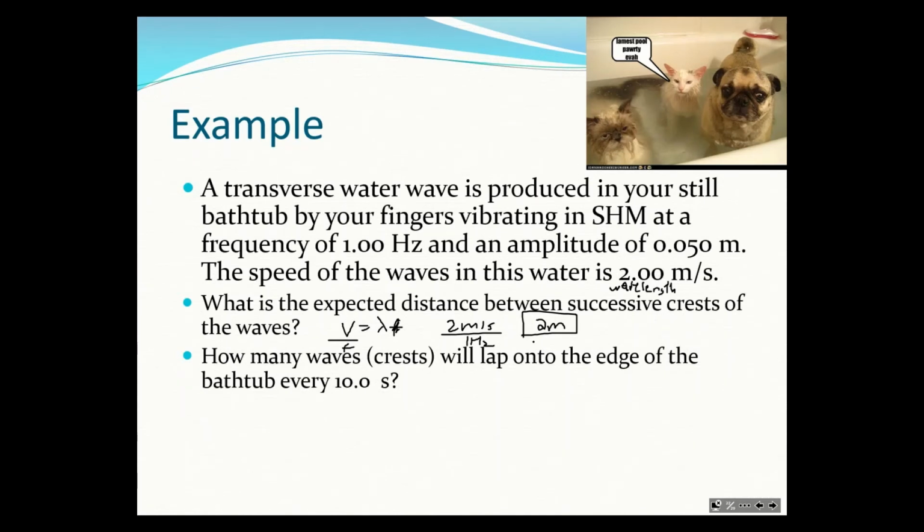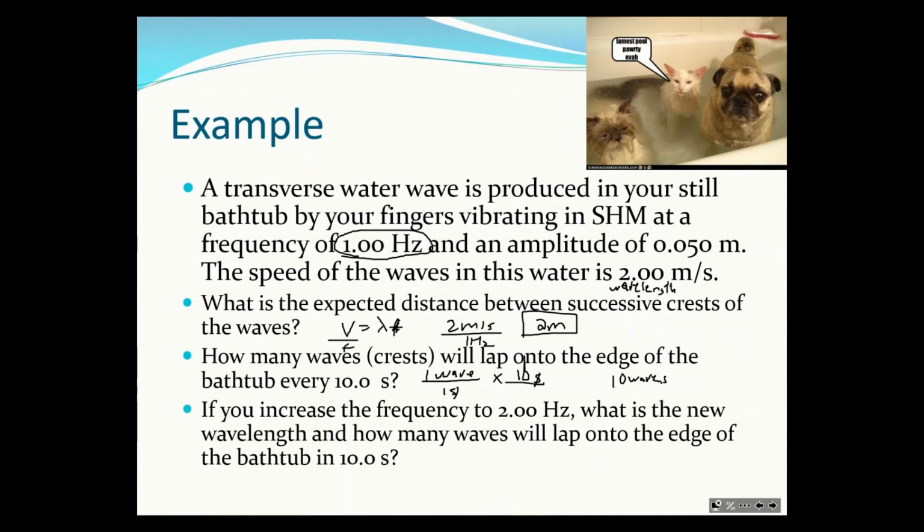This next one's a little bit trickier. How many wave crests will lap onto the edge of the bathtub every 10 seconds? So you need to use this frequency here. This frequency says that it's 1 wave per second, right? And if we want to know for 10 seconds, seconds cancel out with seconds, 1 times 10 divided by 1 is going to be 10 waves.